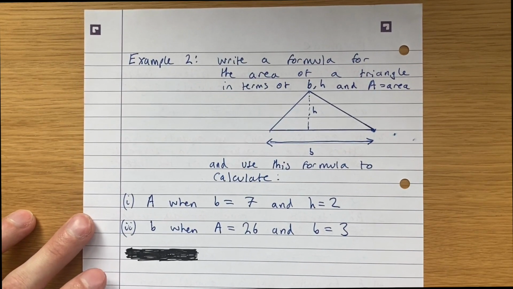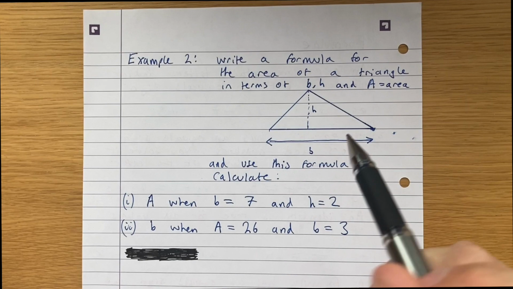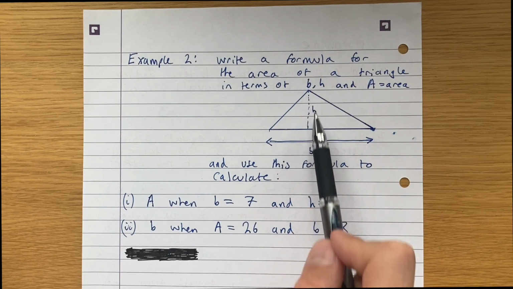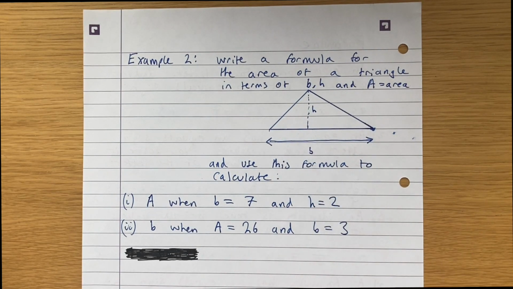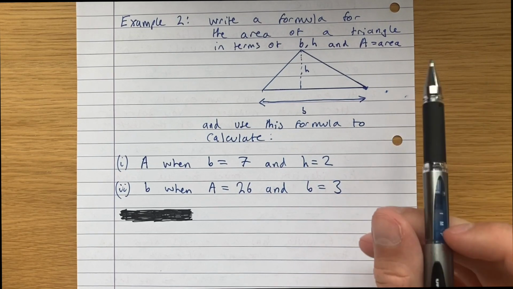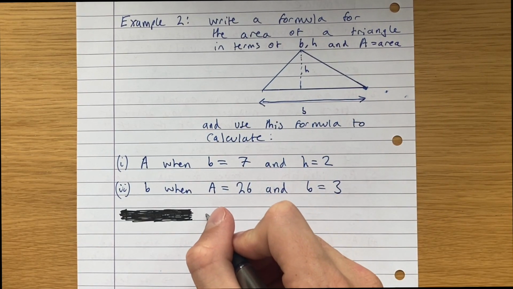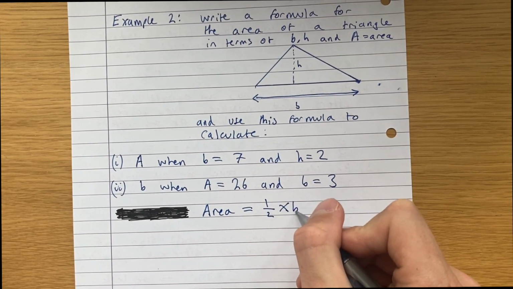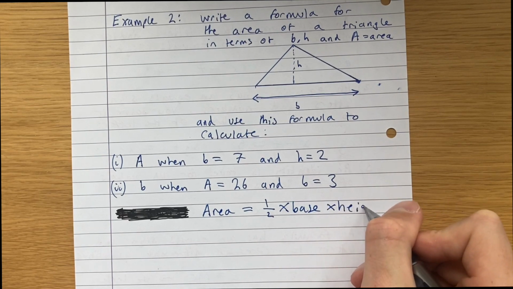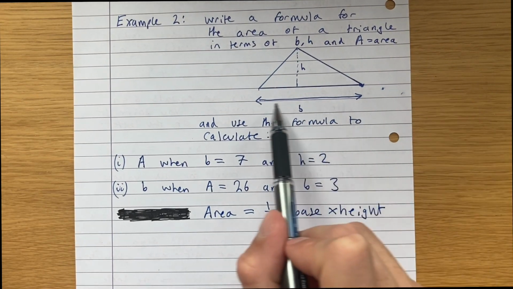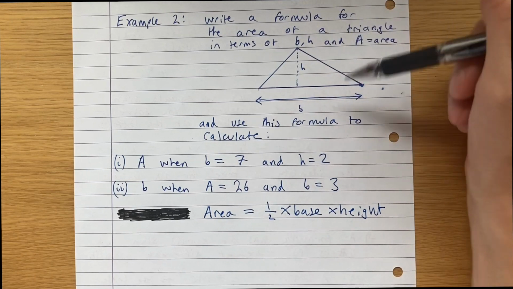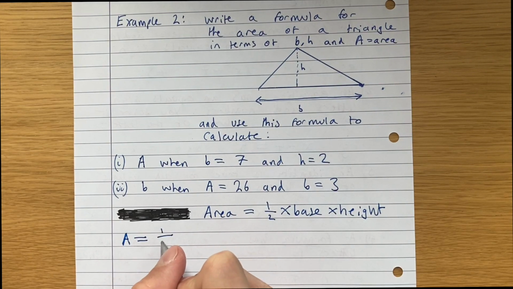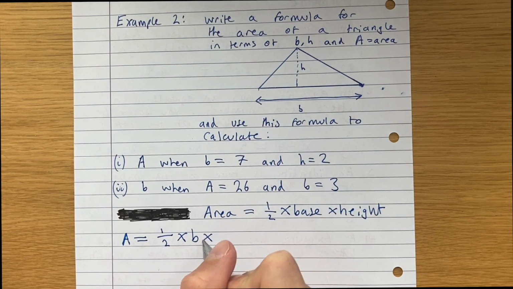So let's do a bit of a more tricky example. We're asked to write a formula for the area of a triangle in terms of b, the base, h, the height, and a, the area. And then we're asked to use this formula to calculate certain values. You should all know that the area of a triangle is simply equal to, so we can write area is equal to 1/2 times base times height. And here, the base we can label b, the height we can label h, and the area we can label a. So our formula can be a is equal to 1/2 times b times h.